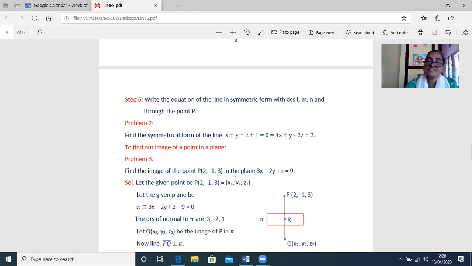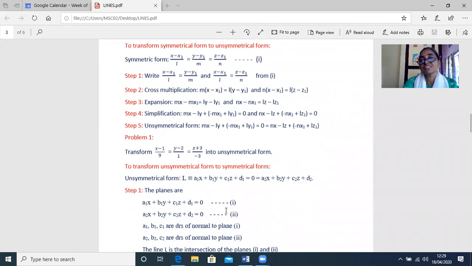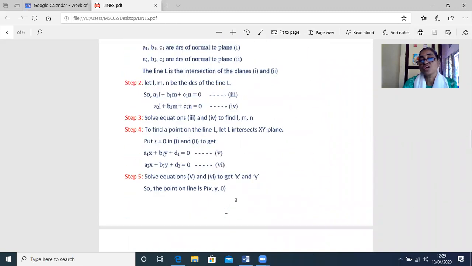In the morning first hour we finished various formulas that we come across in lines, and also we saw how to transform unsymmetric form to symmetric form and symmetric form to unsymmetric form. I explained the two methods very clearly, and please pick up the problems and do them.